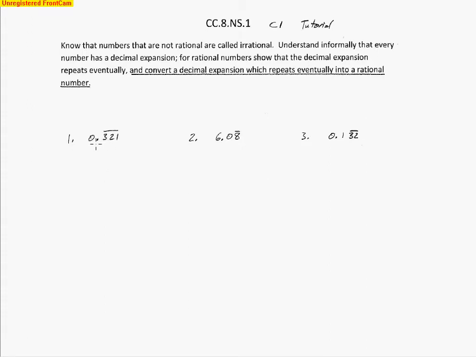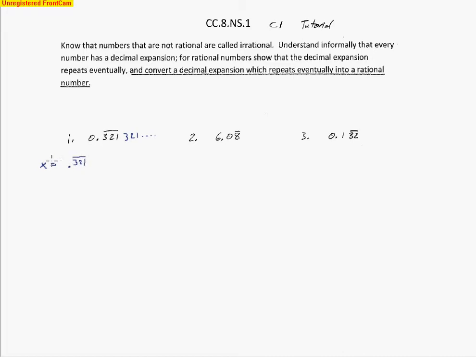So 0.321 is repeating. So what it ends up looking like is that 321 you continue to see forever and ever. And so what we want to try to do is write this as a fraction. And when we do that, we're going to use this algebra trick, and it goes this way. You take x, and you set it equal to the part that repeats. So we'll say 0.321, which is repeating.